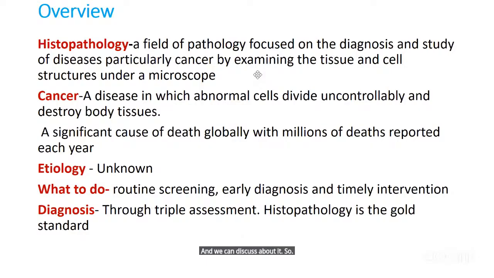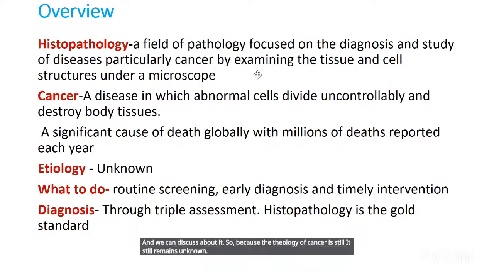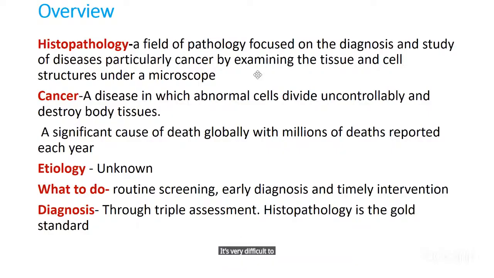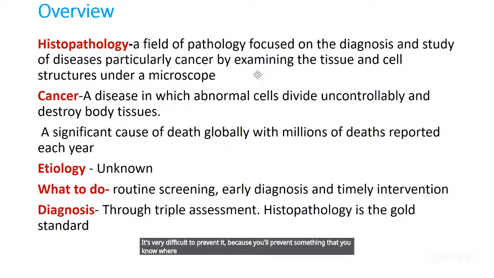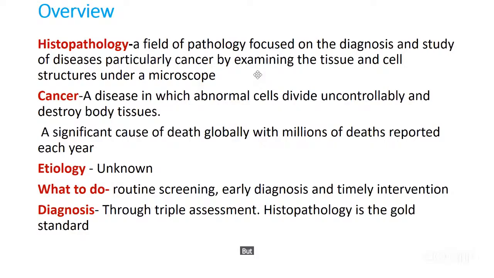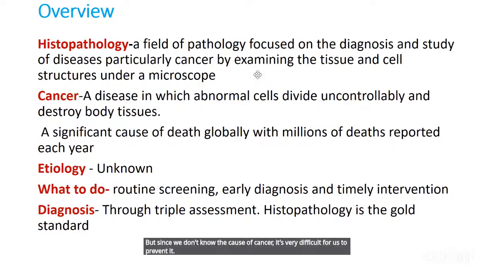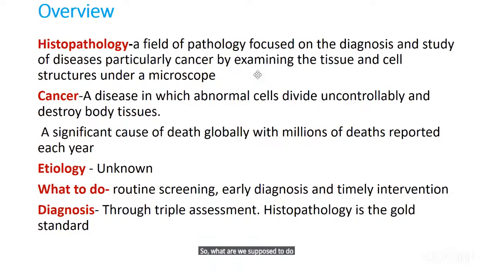Because the etiology of cancer still remains unknown, it's very difficult to prevent it, because you cannot prevent something when you don't know where the cause is coming from. Since we don't know the cause of cancer, it's very difficult for us to prevent it. So what are we supposed to do? Routine screening, early diagnosis, and timely intervention.